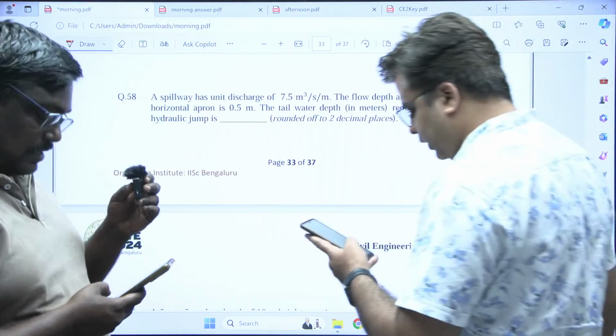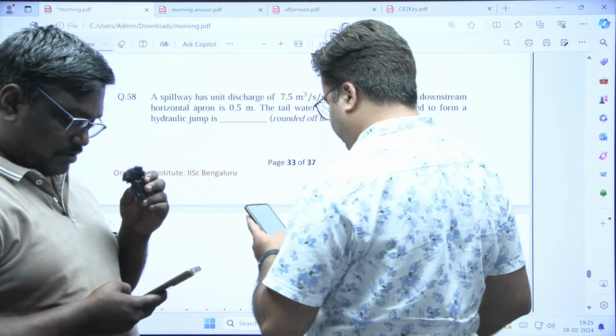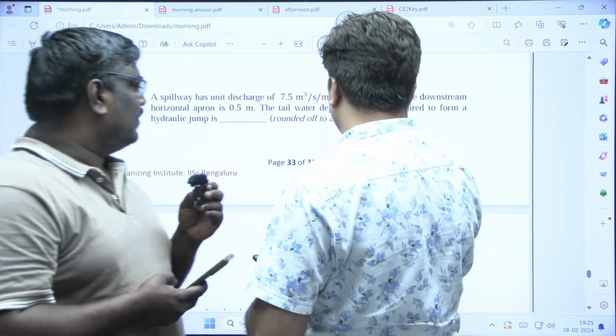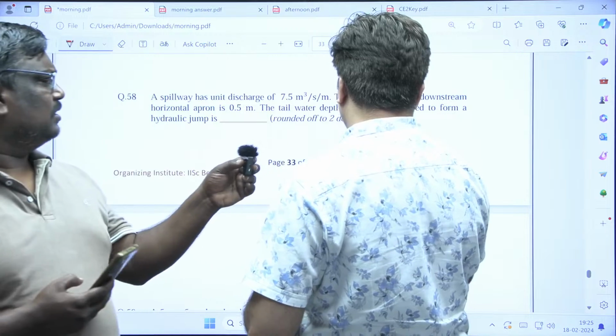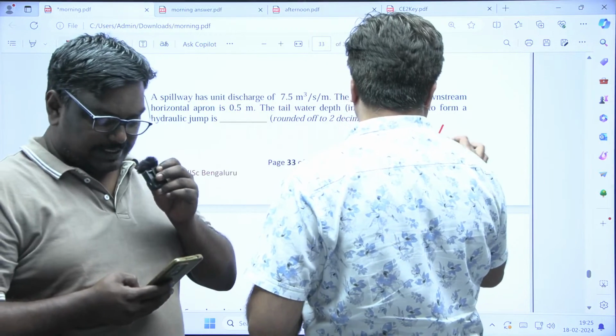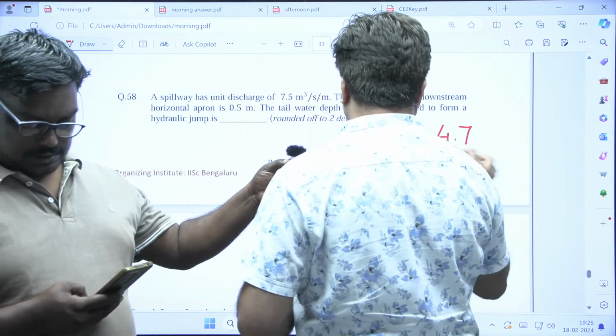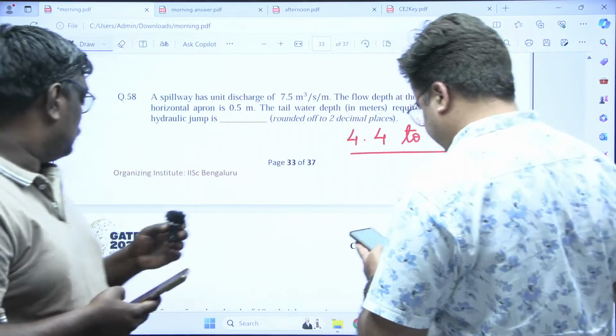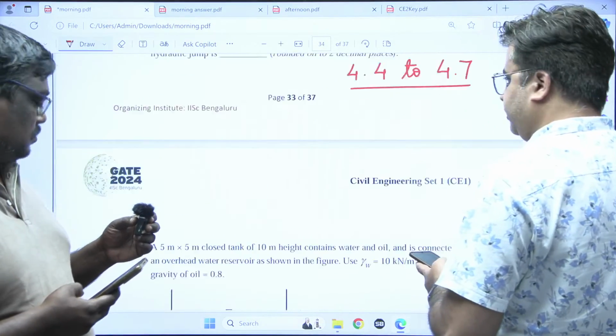This is Spillway, question number 58. So 4.4 to 4.7. We got 4.5, I think, no, sir? Yes, sir, 4.42 or something. The range is 4.4 to 4.70, students. So this is the answer key for this question.